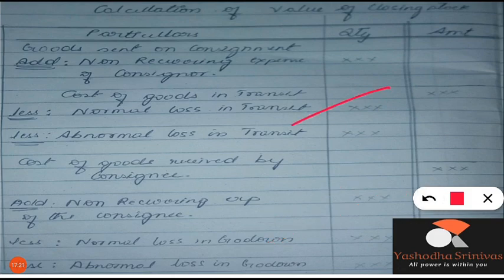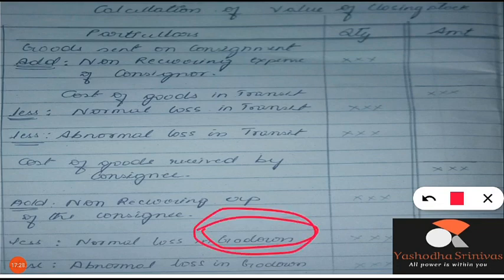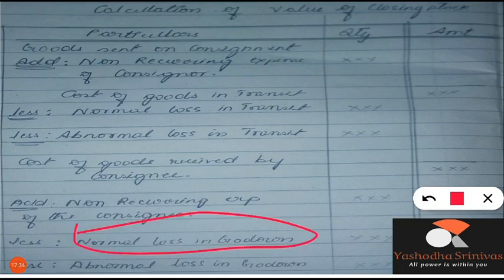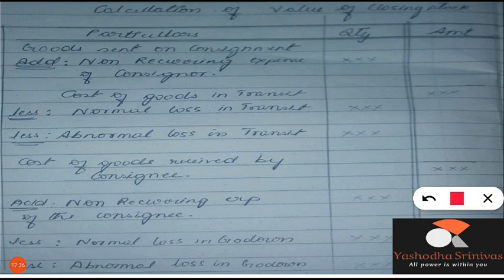Here we spoke about transit; that is really relating to the consignor. Here we are talking about the godown, because after the goods have reached your godown, the normal loss should be calculated in the godown only. Normal loss is nothing but an unavoidable situation, which is not in your hands. Those types of things are normal loss in the godown.